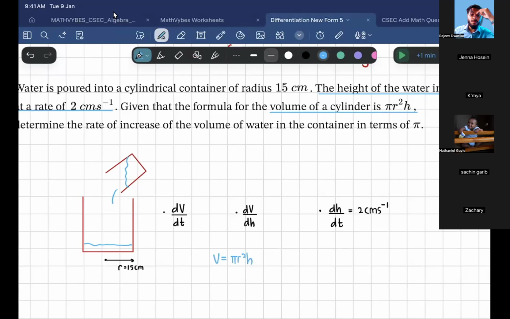Before we move on, guys, what's a constant they give us? What's constant in this? The radius. We should plug that in right away. The radius was 15, so that's going to be 15 squared times h. What is 15 squared? 225. So V equals pi times 225 times h, if you're okay with that.